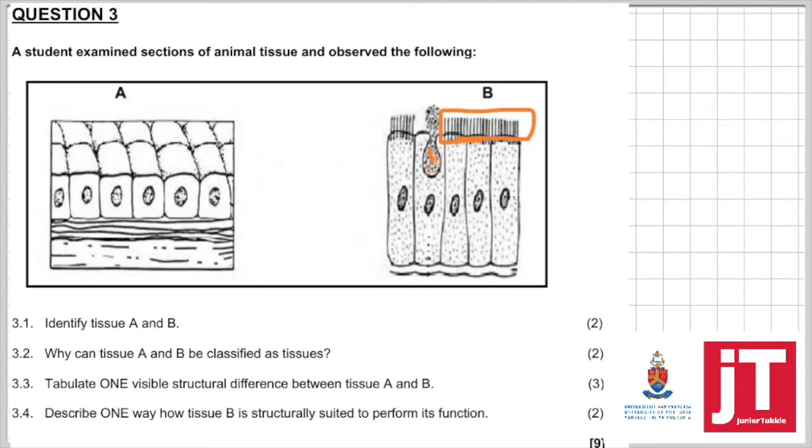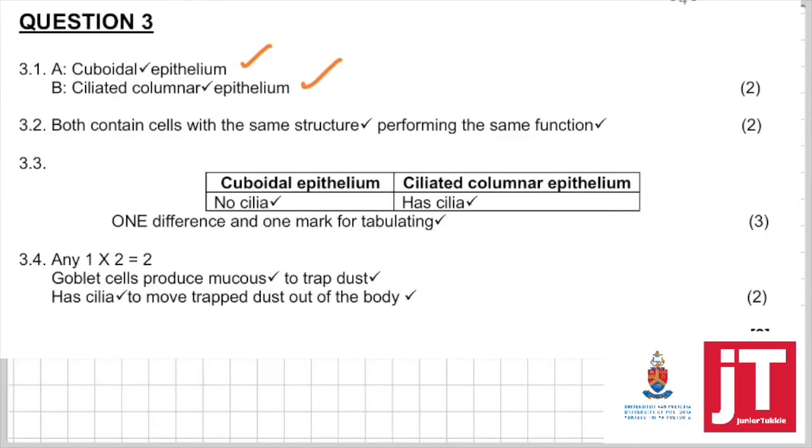3.2. Why can tissue A and B be classified as tissues? Now we know tissues are 3 or more cells that have the same structure to perform the same function. So make sure you always say that a tissue is made up of cells that have the same structure to perform the same function.